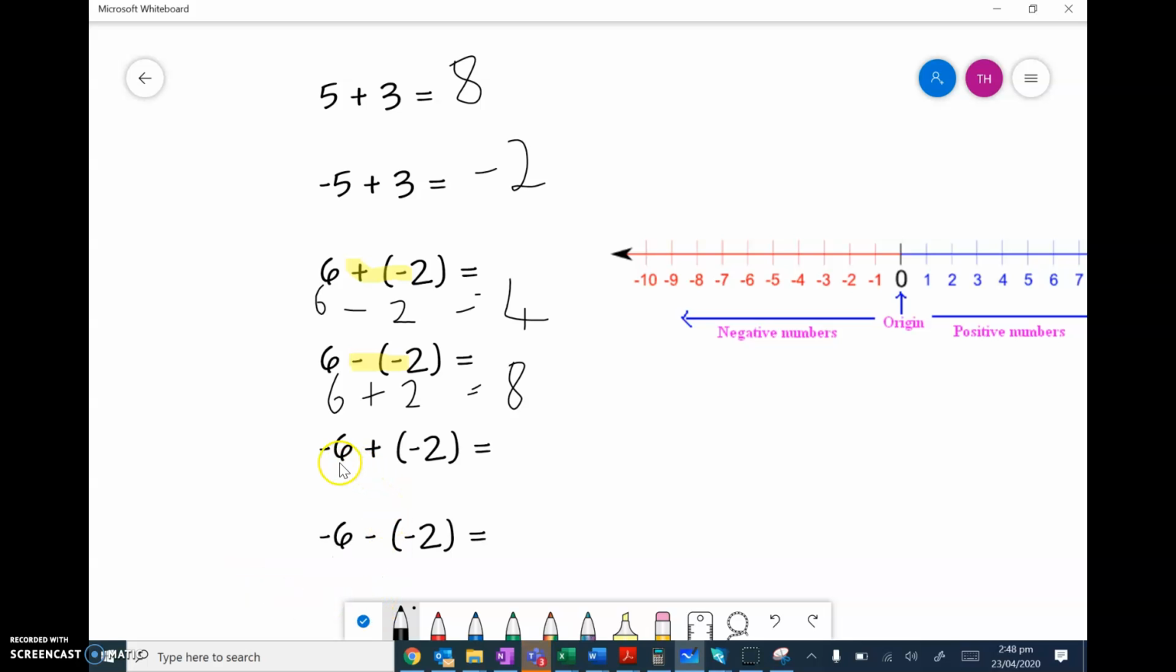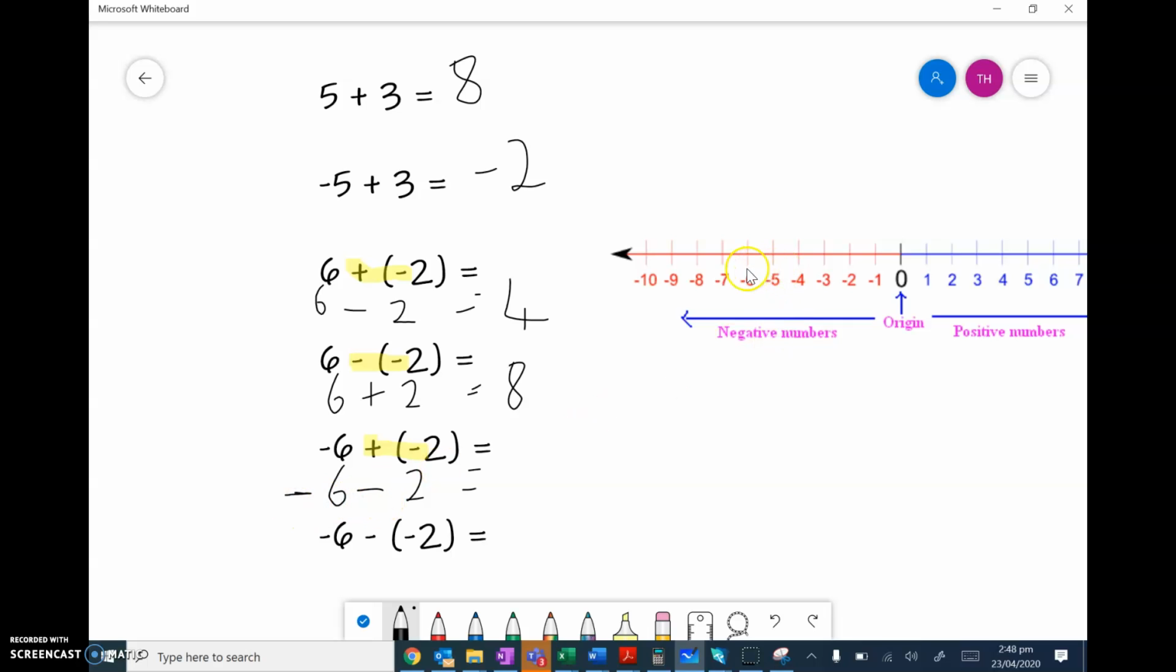Next one, negative 6 plus negative 2. So my plus and my minus are next to each other, so they make a minus. So negative 6 minus 2 it becomes.